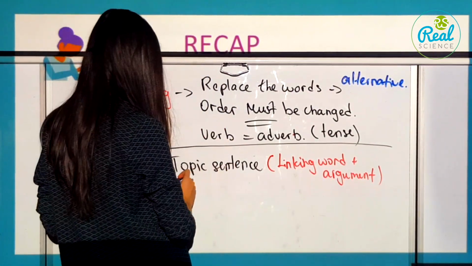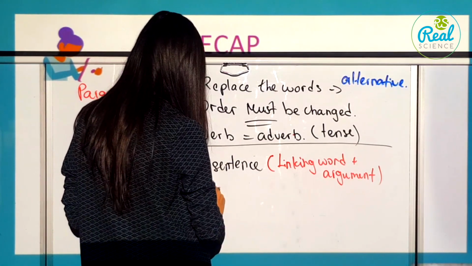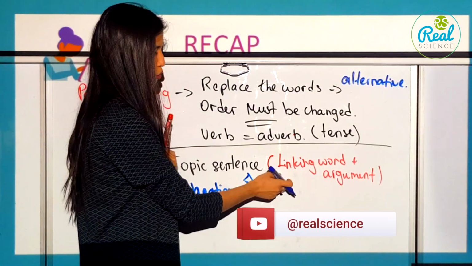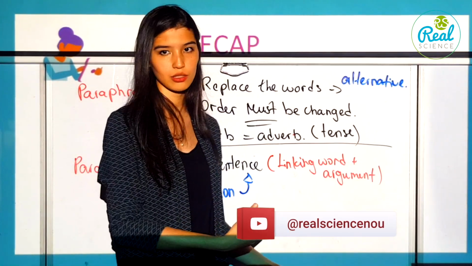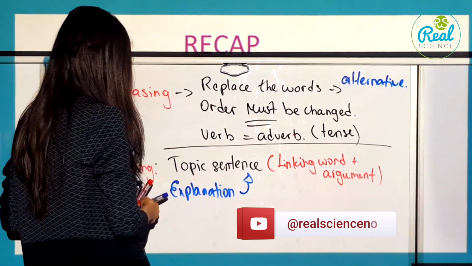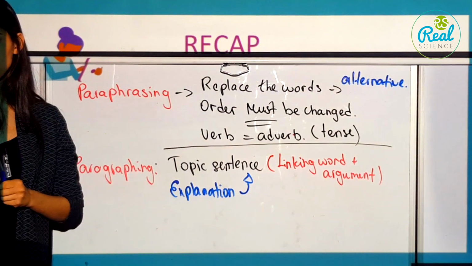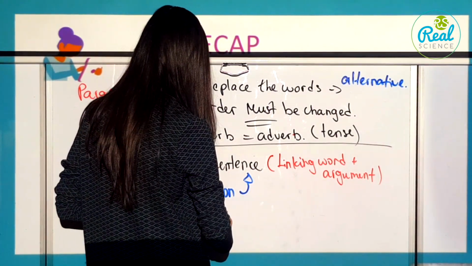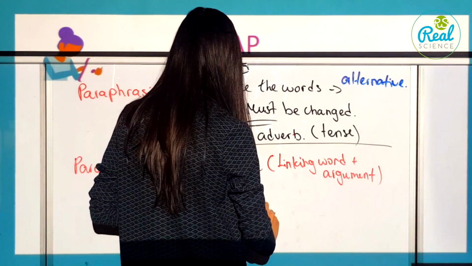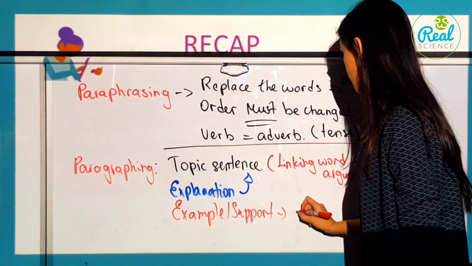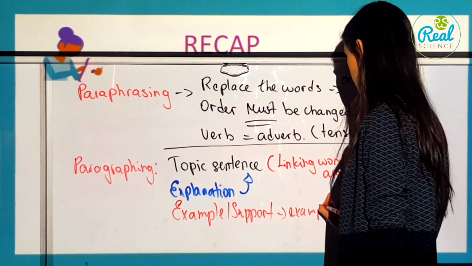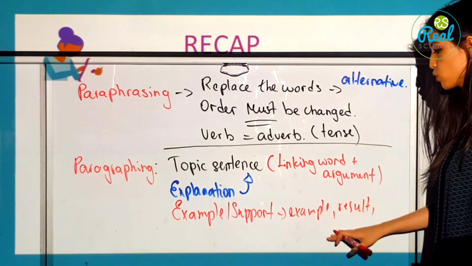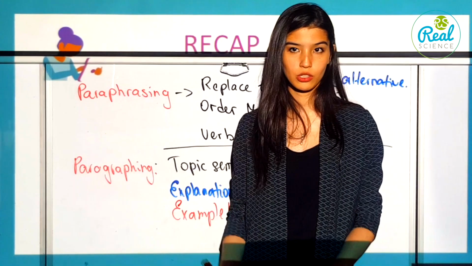Next one will be explanation. Explanation is optional, but if you add it, that would be great. When you explain the argument, you have to say why this argument is directly related. And next after explanation is the example or support. Here you can give the example itself, or you can give a result or consequence. It's up to you which way is easier for you.